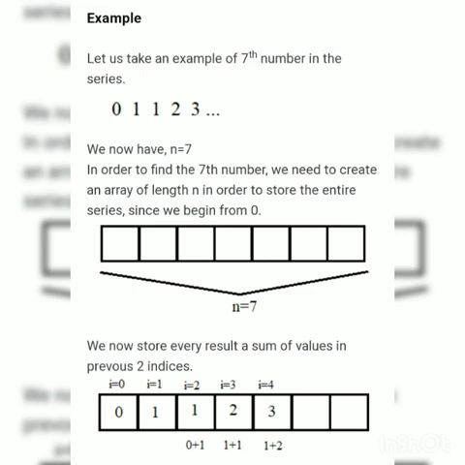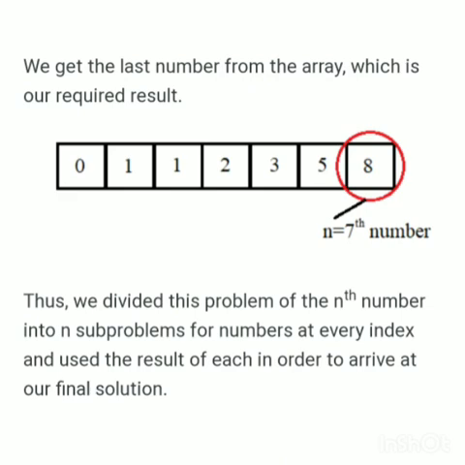Now we have n is equal to 7. In order to find the 7th number, we need to create an array of length n in order to store the entire series since we begin from 0. We know to store every result as a sum of values in the previous two indices. We get the last number from the array, which is our required result.